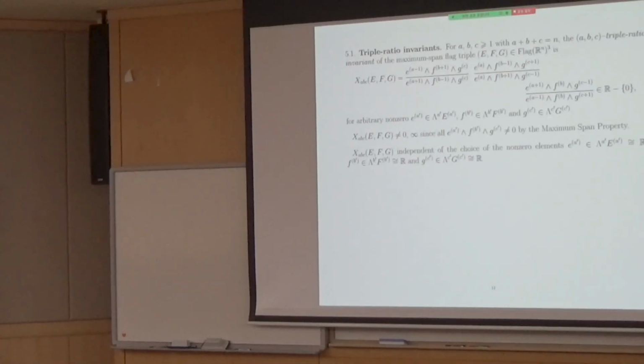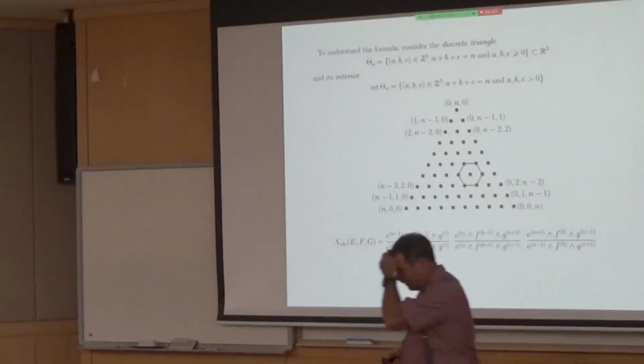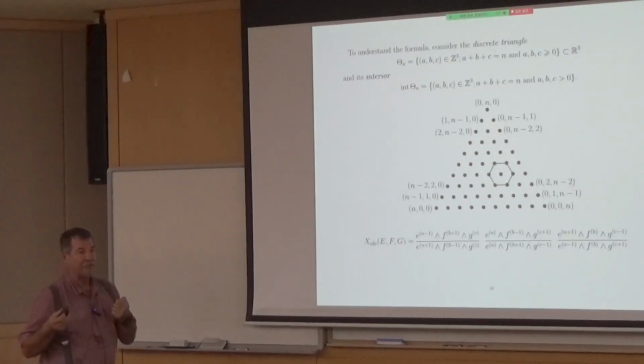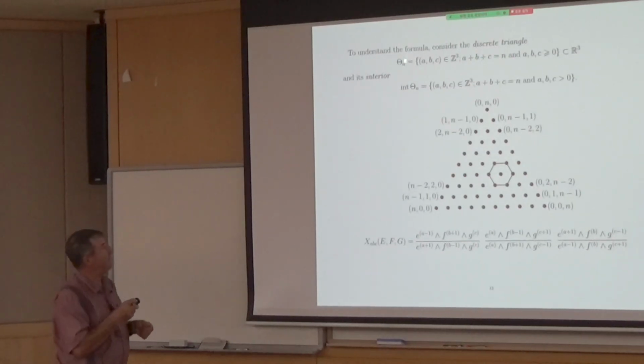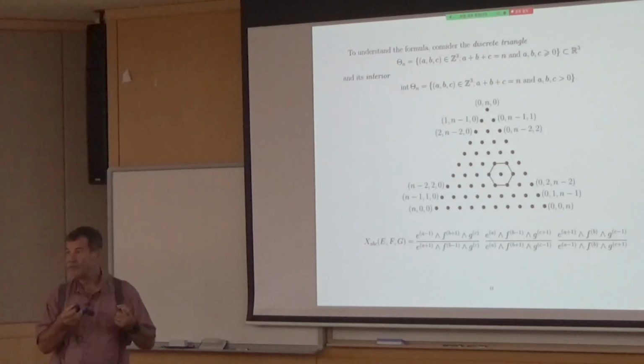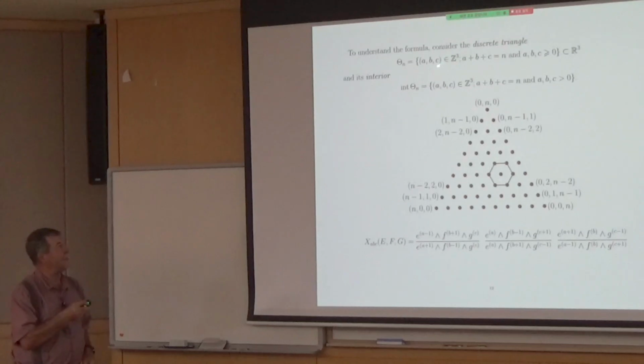And now, what's the next slide? Let's try to understand the formula a little bit. And so to understand the formula, we have to understand this space of integers, a, b, c, where they are non-negative, and a plus b plus c is equal to n. And so that's the discrete triangle. That looks like something which appeared in Darrell's talk, because if you take, instead of integers, real numbers, that's a description of the two-dimensional simplex in R3.